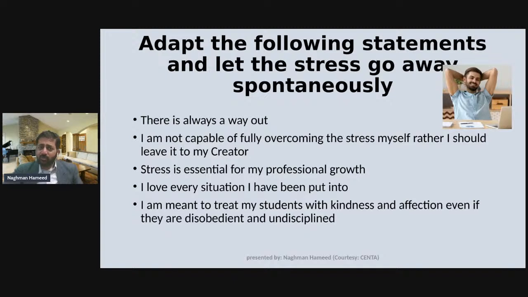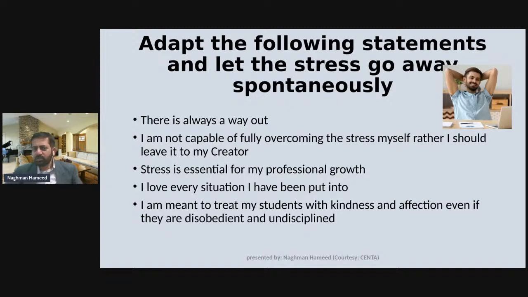There is always a way out. Just keep in your mind, always, always, there is a way out. For every problem, there is a solution. For every misery, there is happiness. Okay? So there is always a way out. At one time or the other, the problem has to end. Right? I'm not capable of fooling. This is what you should think.